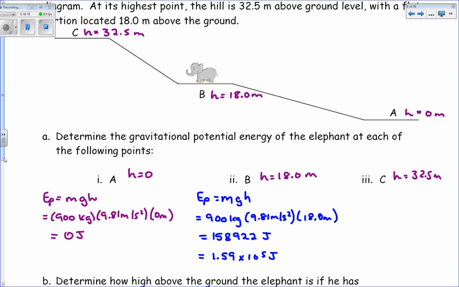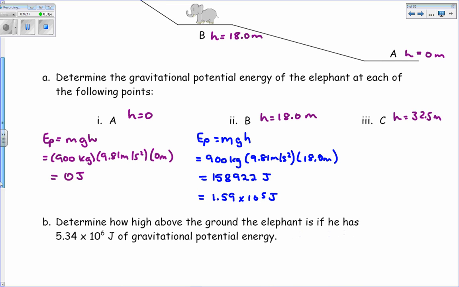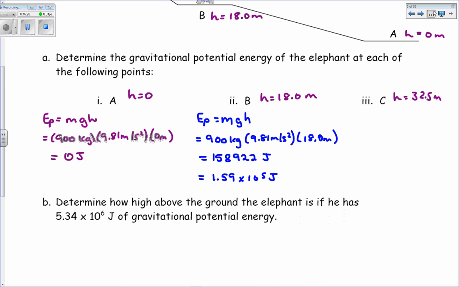You start to see that the unit for energy, the joule, is pretty small, so the numbers we get for energy are actually pretty big. And then at point C, I'm just going to put in little subscripts here because that will help when we get to later types of calculations when we're talking about conservation of energy. So point C, we've got 900 kilograms times 9.81 meters per second squared times 32.5 meters. Okay. So again, we should get a much larger number, almost twice as big as we did for point B.